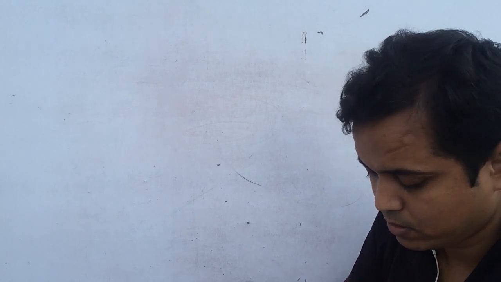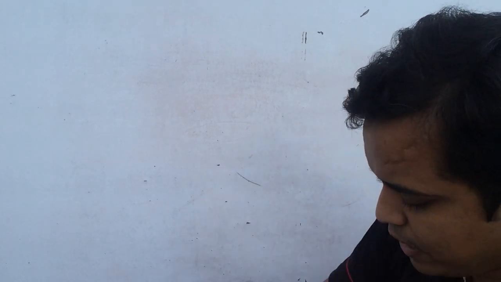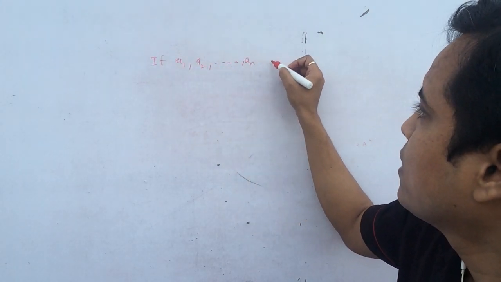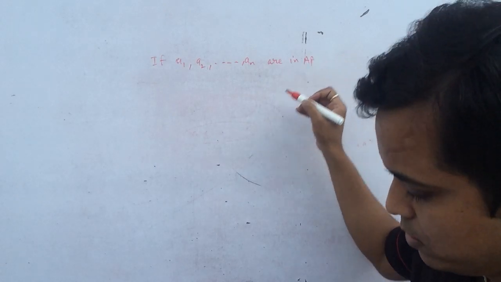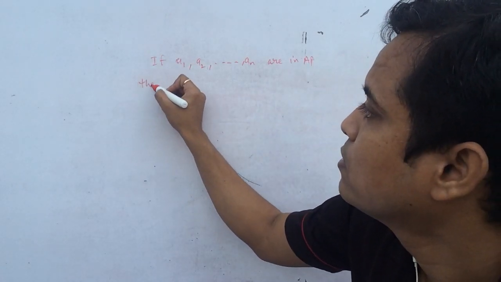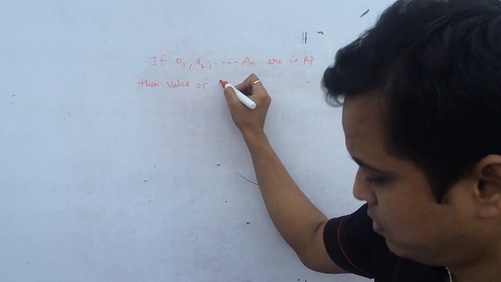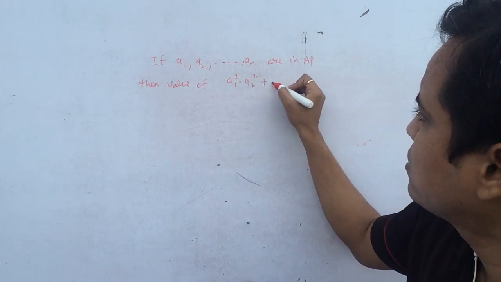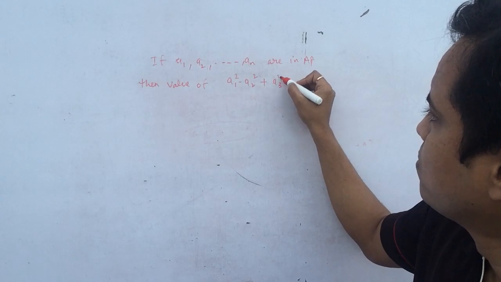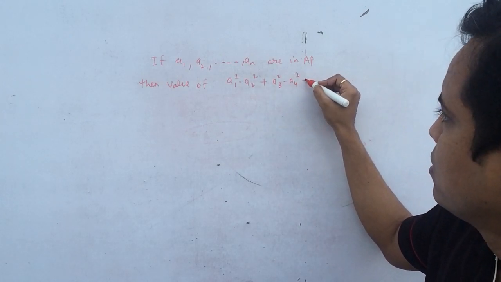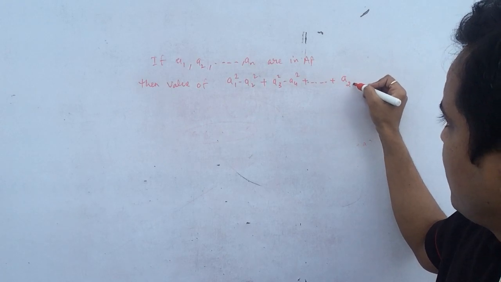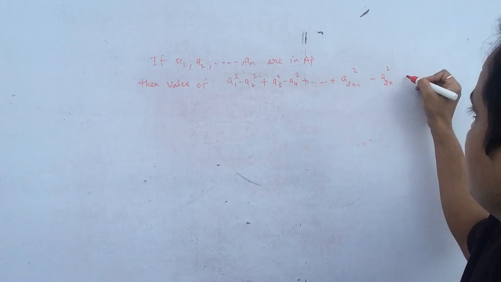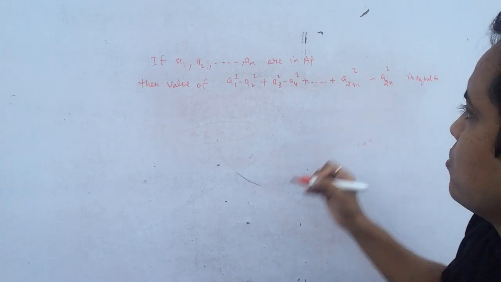Next question is, if A1, A2, A3 up to AN are in AP, then the value of A1 square minus A2 square plus A3 square minus A4 square plus up to A2n minus 1 square minus A2n square is equal to, well, you need to solve this.